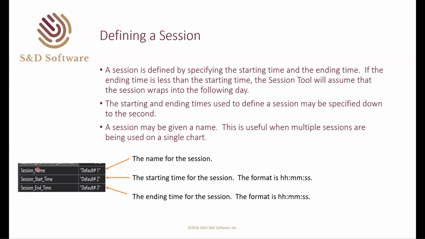Now, when you're specifying the time for the start time and the end time, there's a specific format that you have to use. Basically, you're going to put 2 digits for the hours with a colon, 2 digits for the minutes with a colon, and 2 digits for the seconds. You can specify right down to the second if you want to.